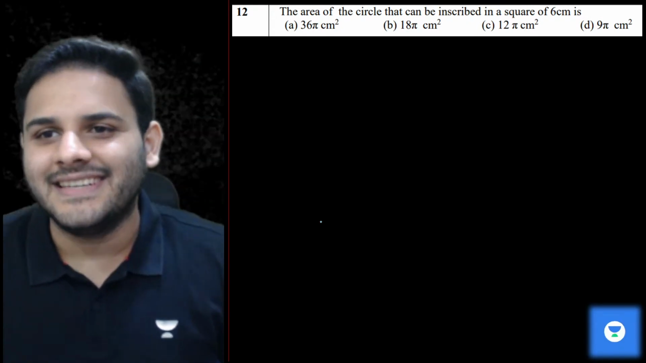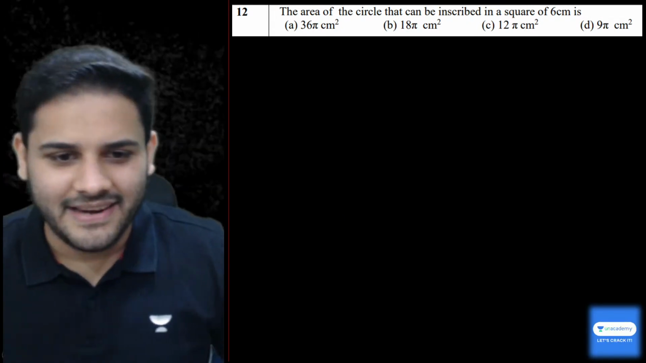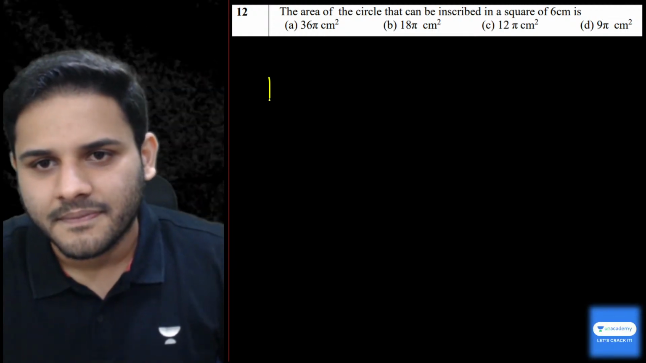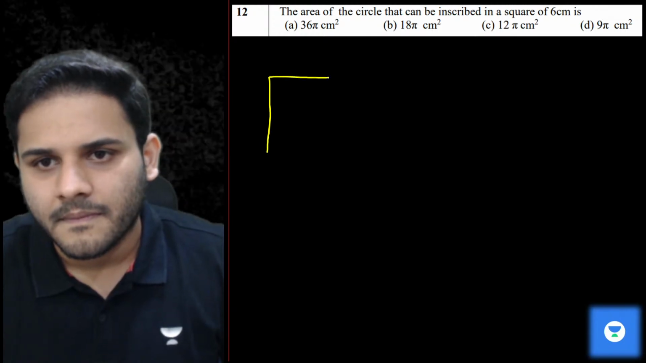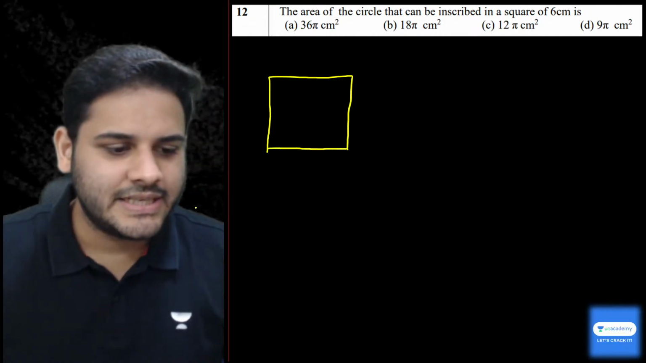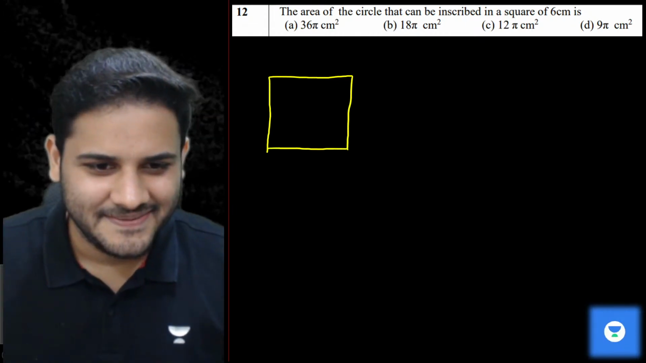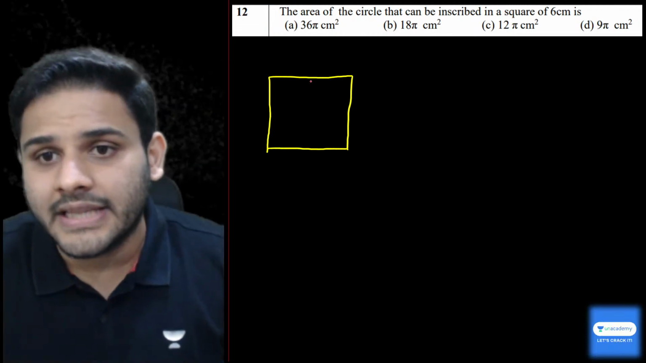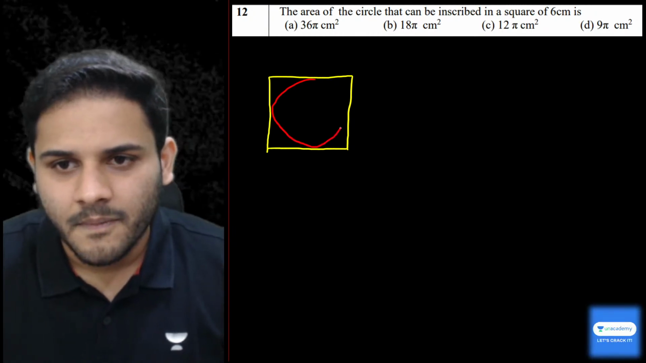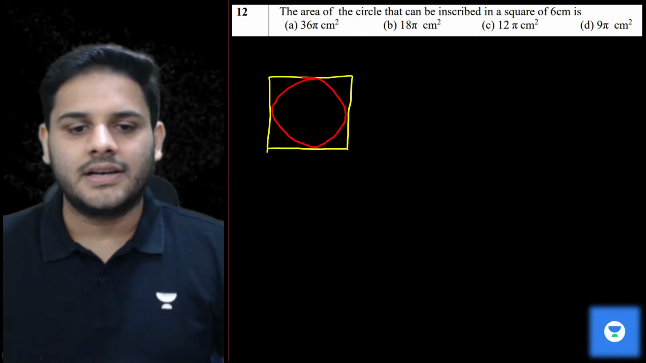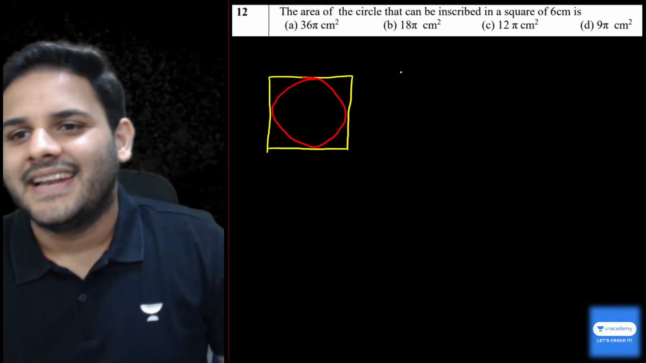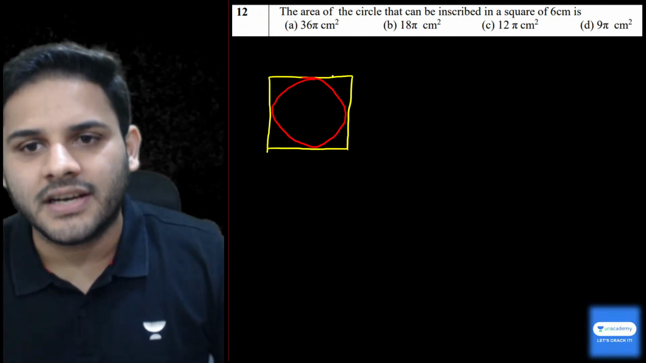The area of a circle that can be inscribed in a square. So guys, what are they trying to tell you here is, suppose this is your square. The area of the circle that can be inscribed in a square. Just ignore the drawing. This is the circle which is inscribed. Now, you have to find the area of the circle only.